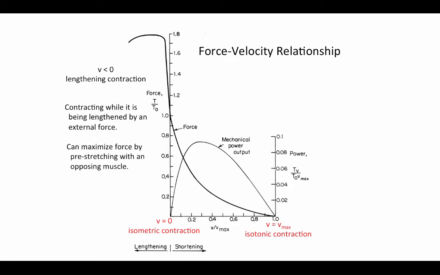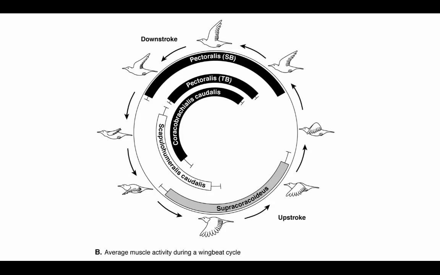We can maximize the muscle force by pre-stretching with an opposing muscle. So we're going to get greater force if we can actually have a lengthening contraction by using some opposing muscle or some opposing force to get that muscle to stretch while it's contracting. And we can see an example of this if we look at the wingbeat cycle of a flying bird. So the illustrations show you the position of the wing at different points during the wingbeat cycle.